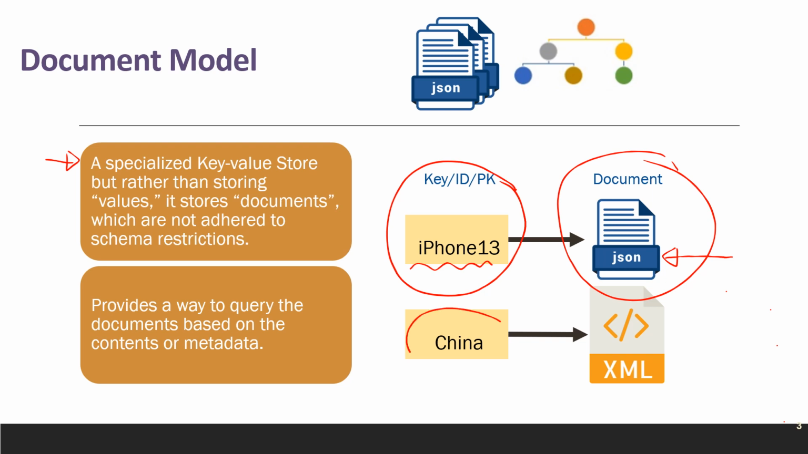Or another example here is that we have the key China, and it references a document in the XML format. So we can see that it is a specialized key value store in the sense that instead of storing any value, it stores documents. And the document in the document model may or may not follow schema restrictions. That means it's considered to be a schemaless model.